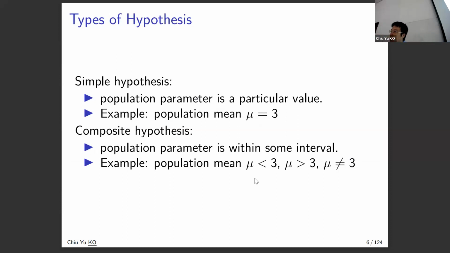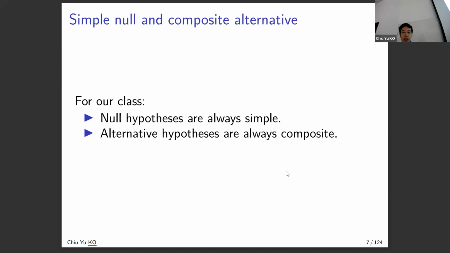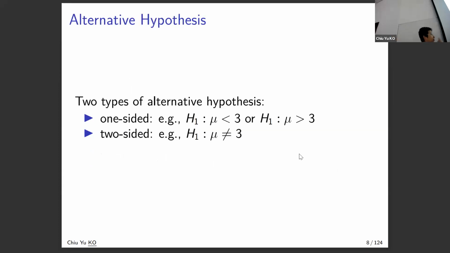Besides null and alternative, you can decompose hypotheses another way: simple and composite. Simple says that some parameter of interest equals a particular value, and composite is more than one. For our class, the null is always simple and the alternative is always composite. For the composite alternative hypothesis, there will be two types: one is called two-sided, one is called one-sided. Basically, these are all the three types we have.